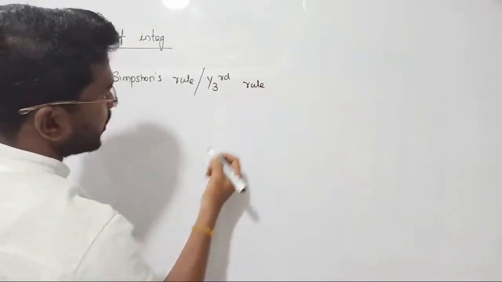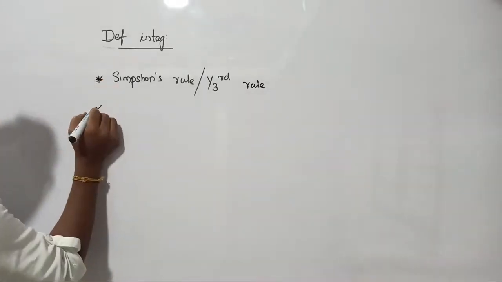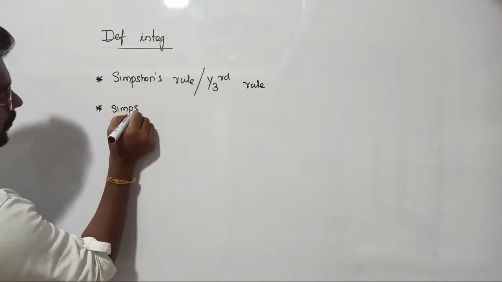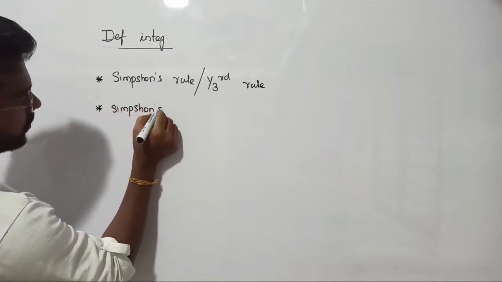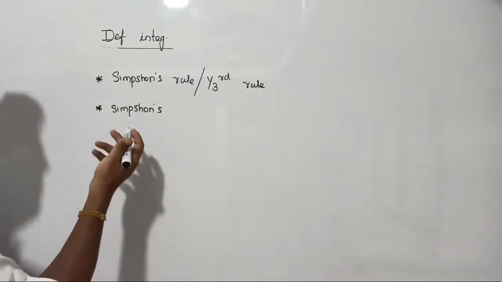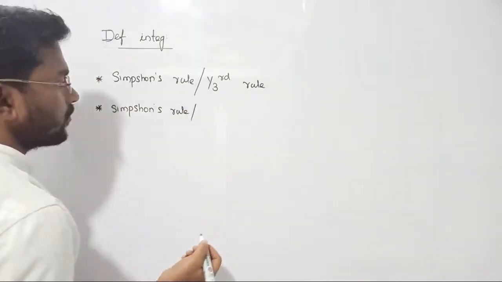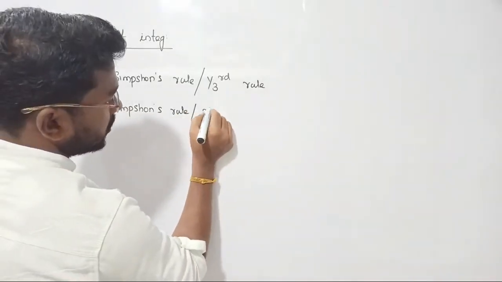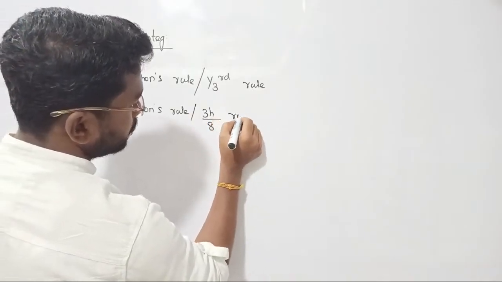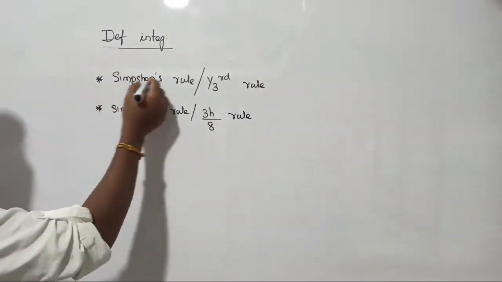So there are two rules here. One is Simpson 1/3 rule, and another one is Simpson 3/8 rule, right? Already we have discussed. See, sometimes some people are not using this h. Don't think about it, whichever terms they are giving, just follow it, because that is the author they are following. So Simpson rule is going to be 3/8 rule, that is 3h/8 rule, right? That's all. So now let us look at the Simpson 3/8 rule.